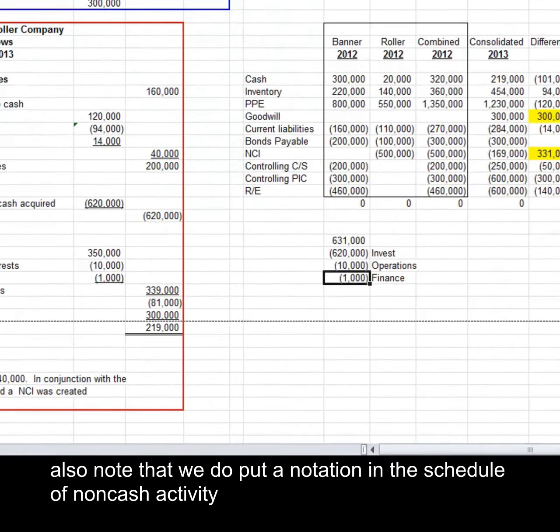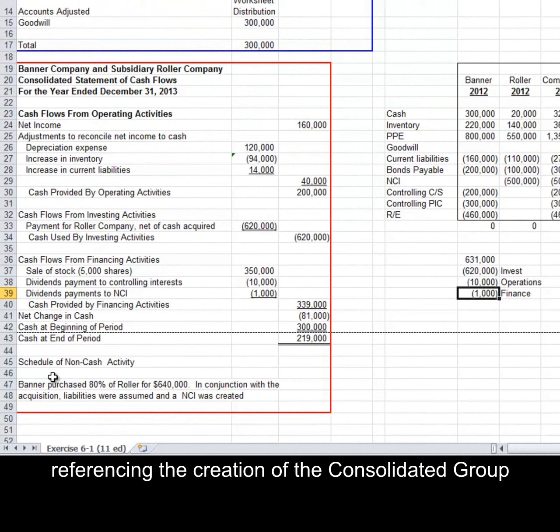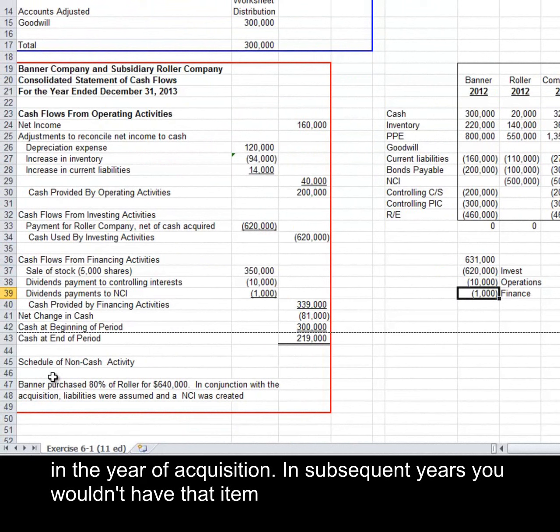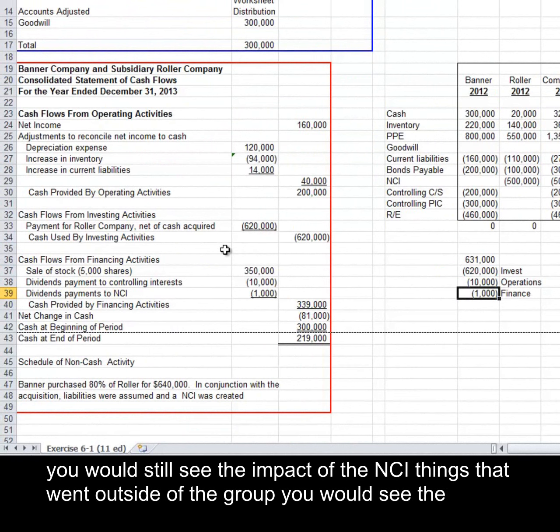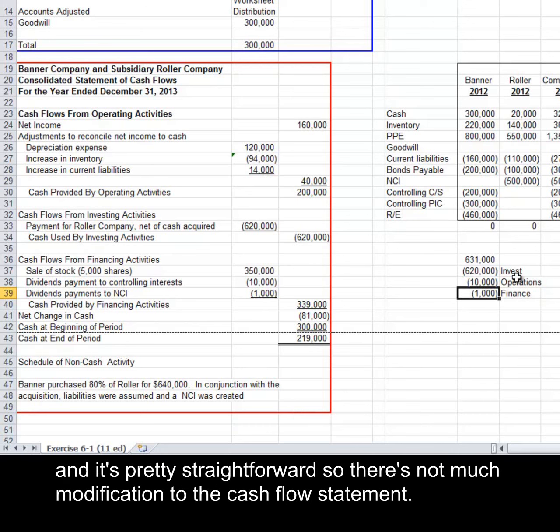You'll also note then that we do put a notation in the schedule of non-cash activity referencing the creation of the consolidated group in the year of acquisition. In subsequent years, you wouldn't have that item. You would still see the impact of the NCI, things that went outside of the group. You would see the amortizations of excesses just being rolled in like any other depreciation. And it's pretty straightforward. So there's not much modification to the cash flow statement.